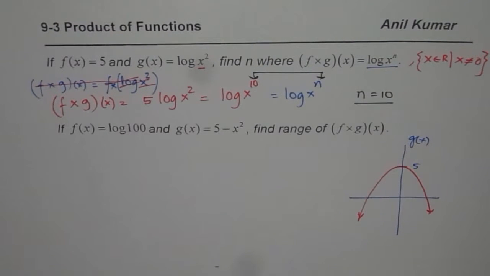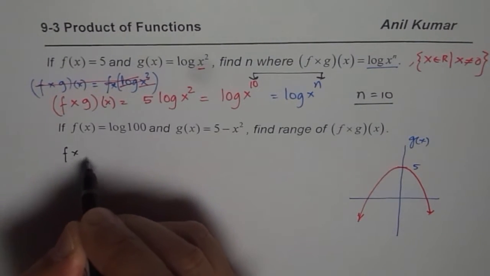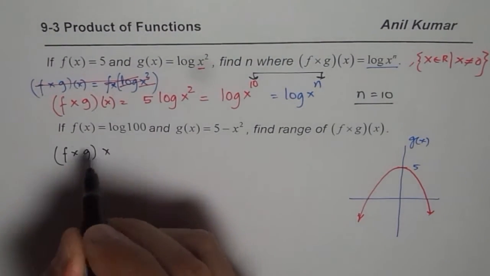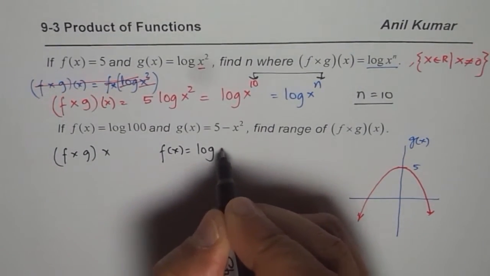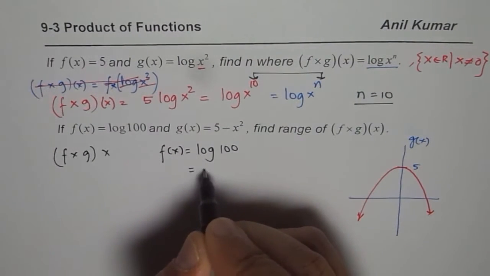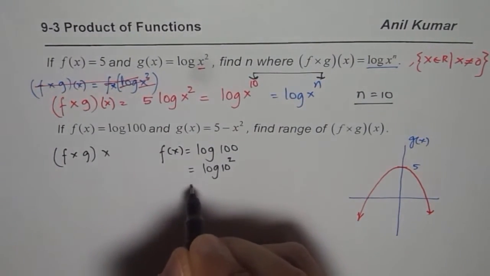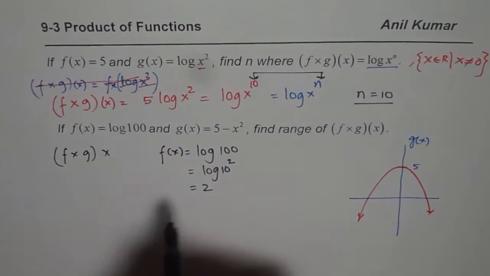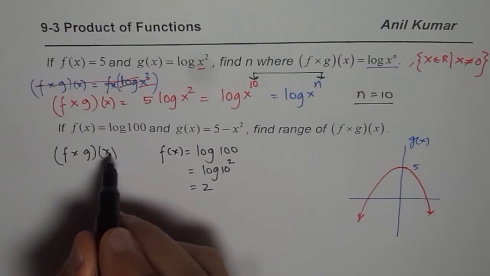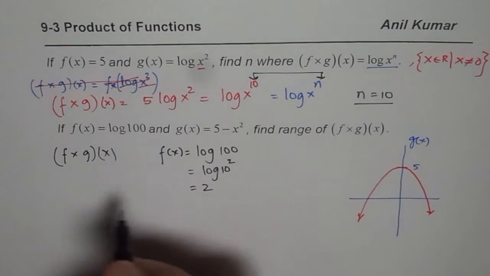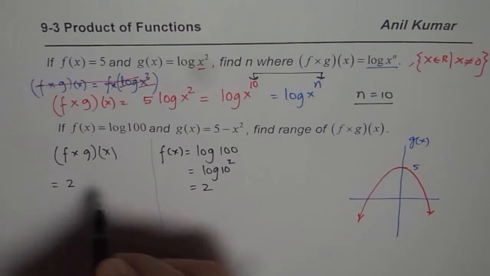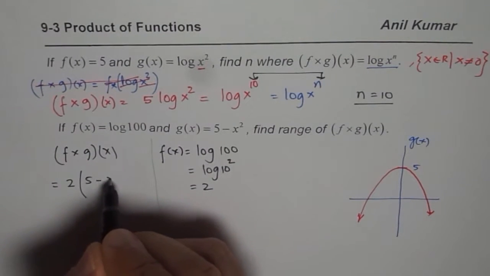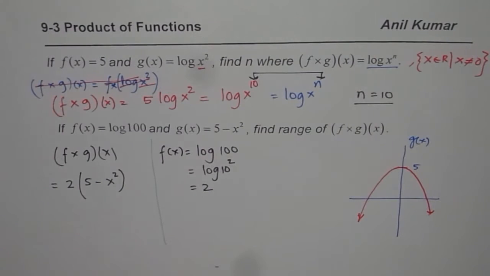Okay. Now we need to find f times g of x. Now what is f of x equals log of 100 equal to? Well, that is simple. That is log of 10 square, which is equal to 2. Do you get it? Therefore, f times g of x is 2 times g of x. So we have f times g of x is equal to, let me just draw a line here, that was kind of a help for us, 2 times g of x, which is 5 minus x square. You get the idea now, right?